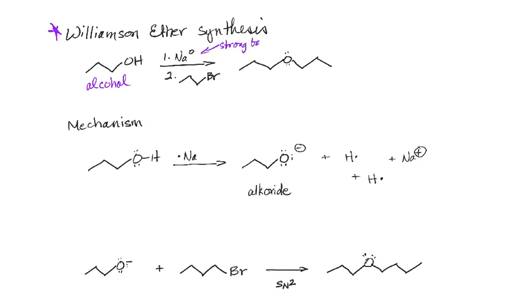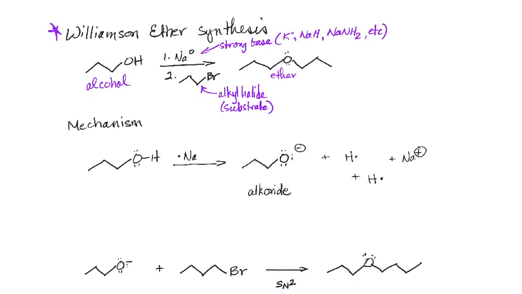And then, and I'm just going to list potassium, NaH, NaNH2, etc. And then the alkoxide will displace the leaving group in step 2 to give us our ether. So let's start with our mechanism.